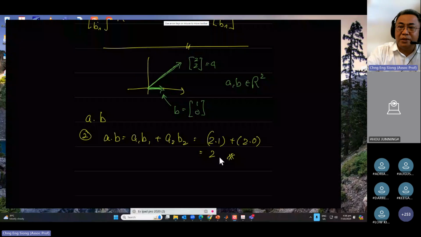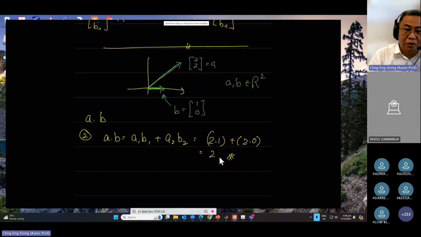But then you say, hey, where's the angle? You're only giving me a dot b, you're not giving me the angle. Where's the angle? The angle is here, theta, the angle between these two vectors. And of course, immediately it's obvious to you how to calculate the angle. How do you calculate the angle?